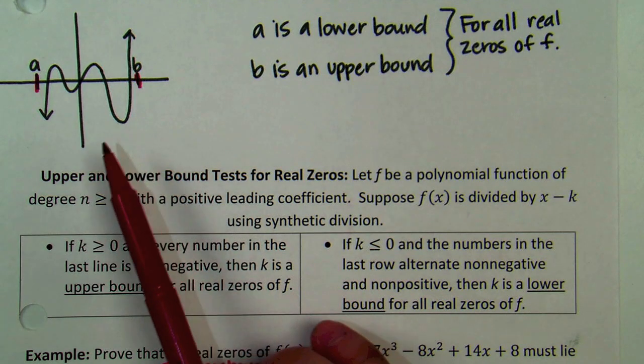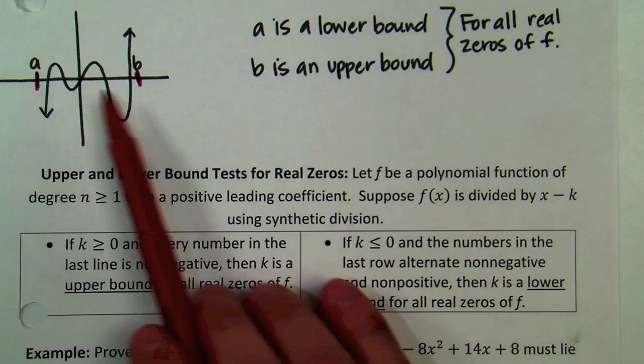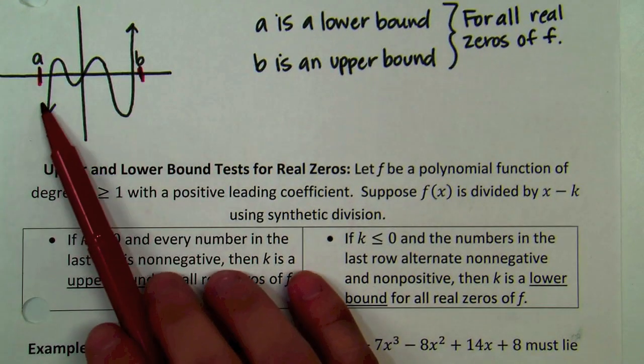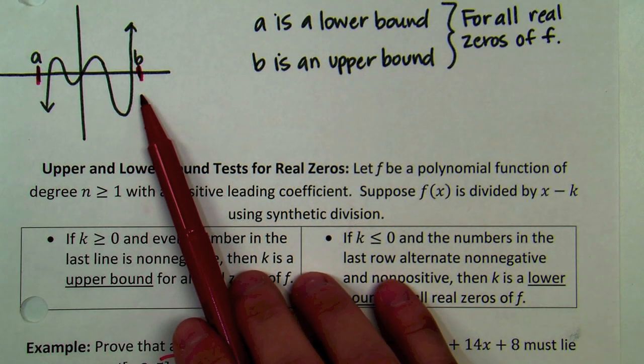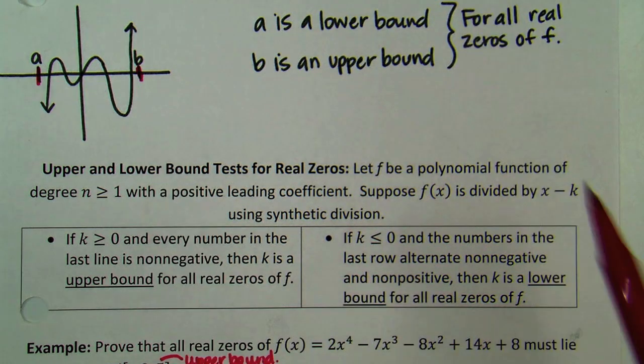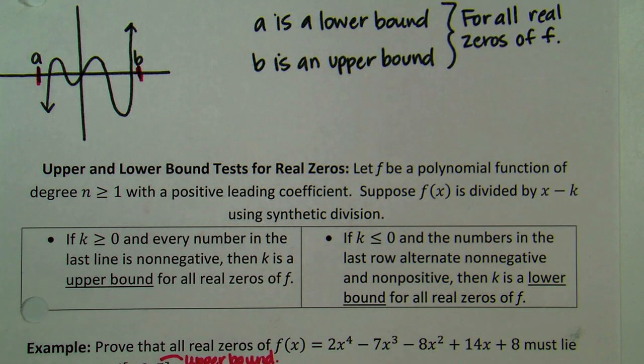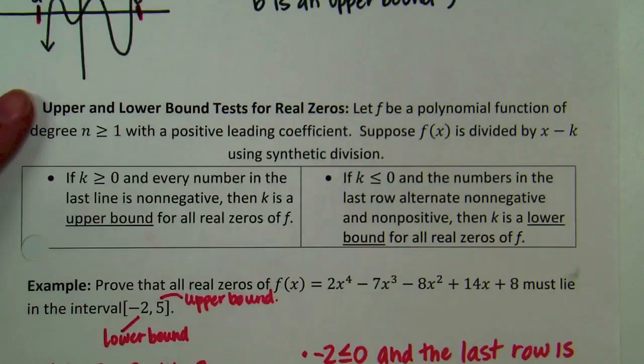In our graph here, we've got A as a lower bound. That means that there are going to be no roots to the left of A, or smaller than A. B is our upper bound, so no roots are going to be to the right of B, or greater than B. Okay, so this is for a given function. So upper and lower bound tests for real zeros.